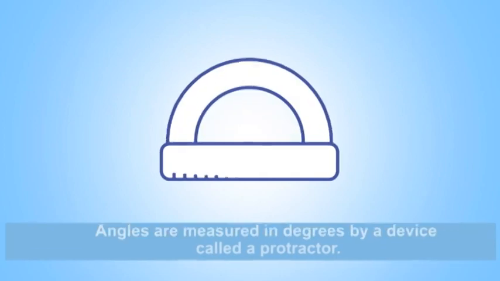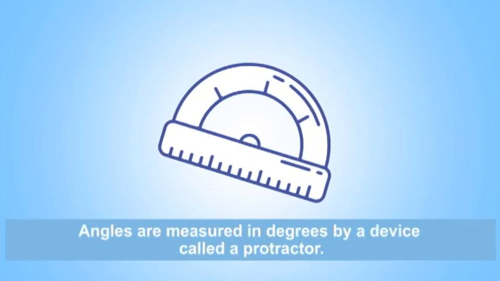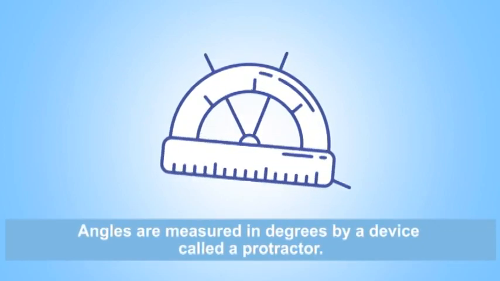Why is it important to know which of the letters is the vertex? Because knowing where the vertex is allows us to measure the angle. Angles are measured in degrees by a device called a protractor.